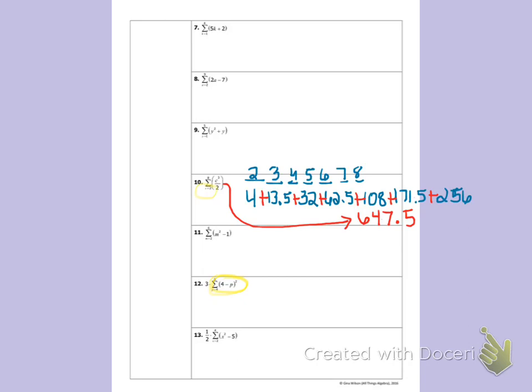So if there had been a 3 in front of the summation in number 10, I would have taken that 647.5 and multiplied by 3. So that coefficient really just affects it at the end. This would just be simply finding that sum and then multiplying by 3. So no significant difference, and I feel like you should be well prepared to handle this first assignment on pages 1 and 2.